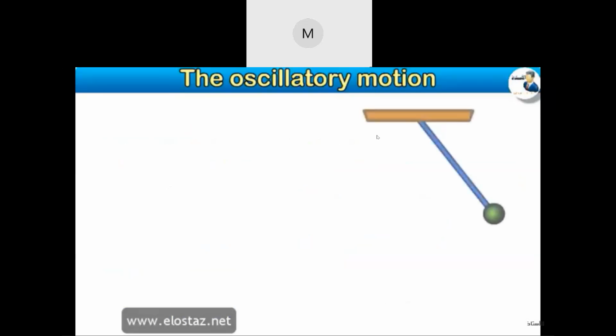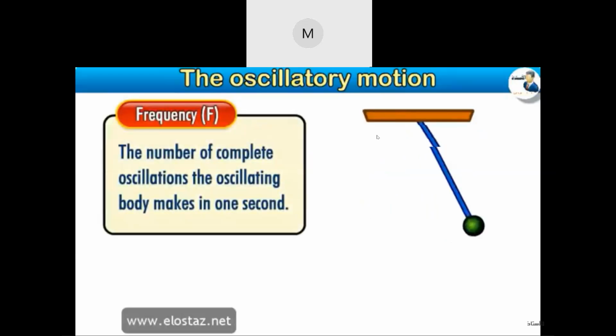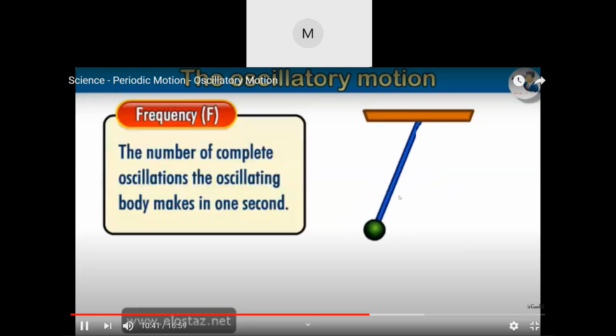Frequency. Look at this pendulum. If we watch this pendulum for a specific period of time, we will notice that it makes some oscillatory motions. But how can we express the complete oscillation this pendulum makes in 1 second? We can express the number of complete oscillations the oscillating body makes in 1 second with the definition of frequency, F. So we can say that frequency is the number of complete oscillations the oscillating body makes in 1 second.